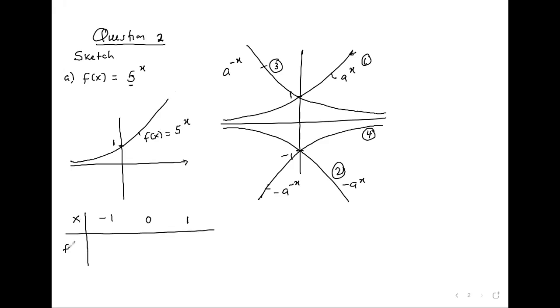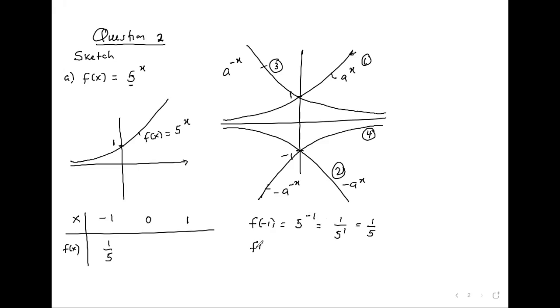Then you have your f of x here. Then evaluate. So what is f of -1? F of -1 is going to be 5 to the power -1, which is the same thing as 1 over 5 to the power 1, which is 1 over 5. So we put 1 over 5 here.